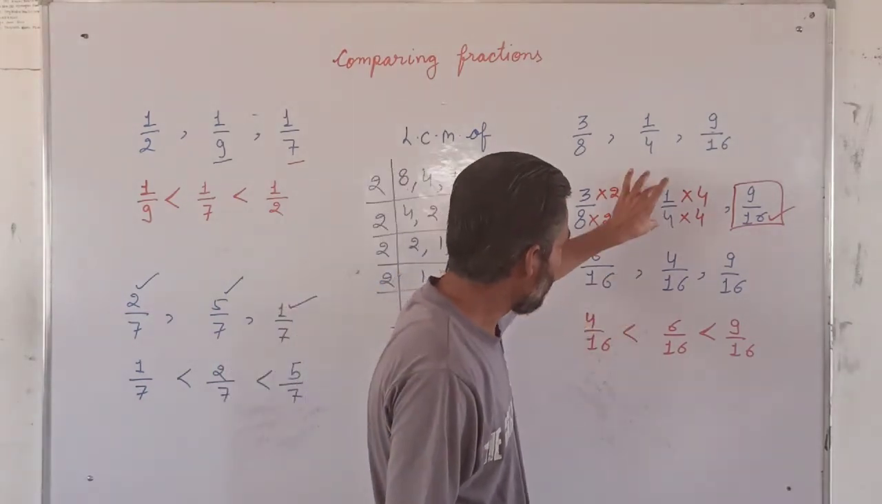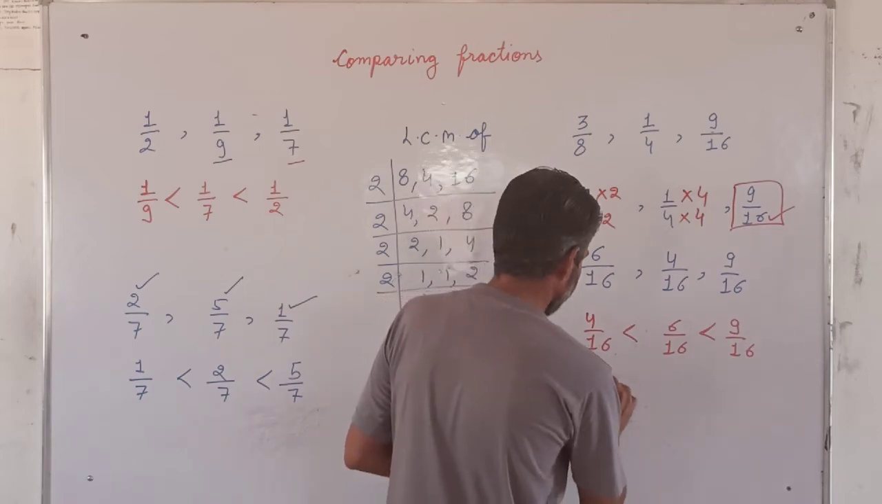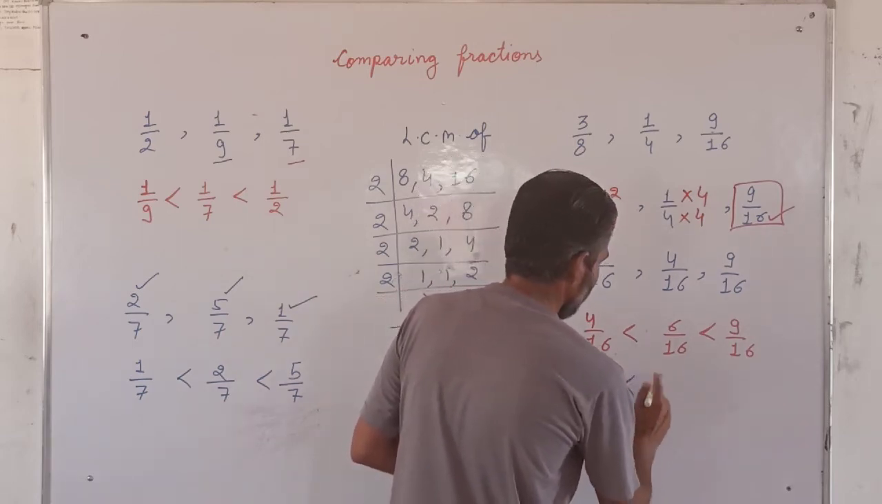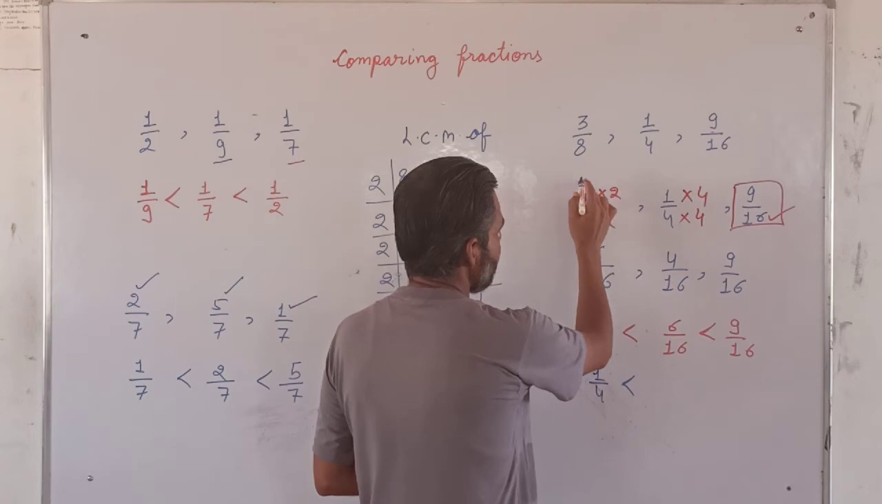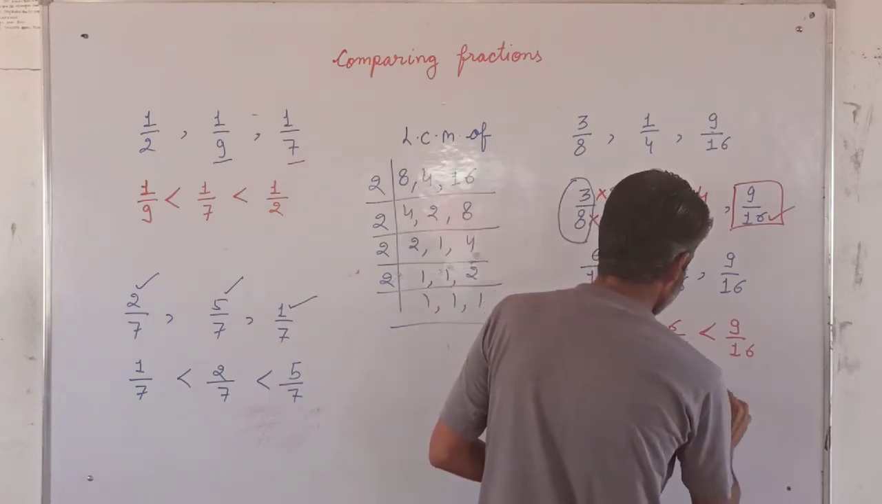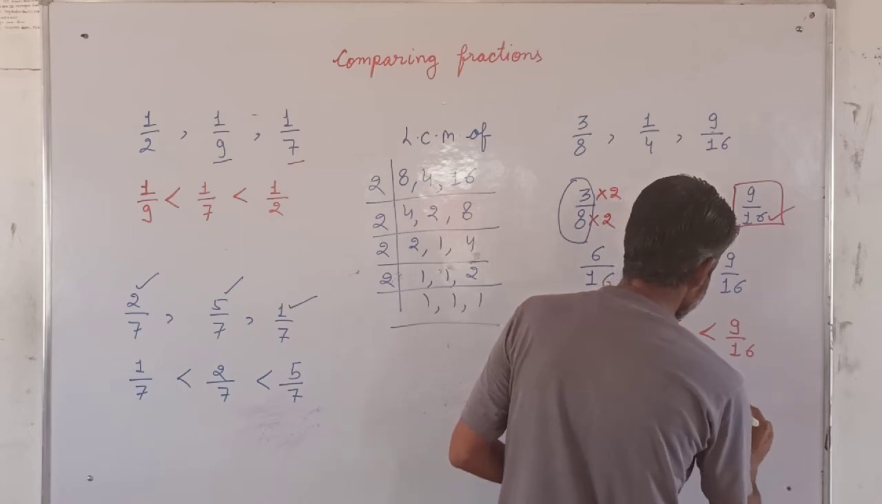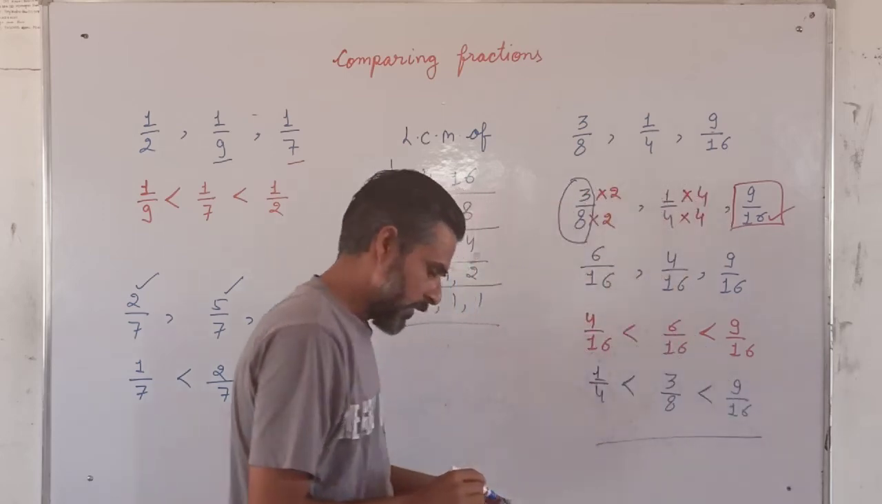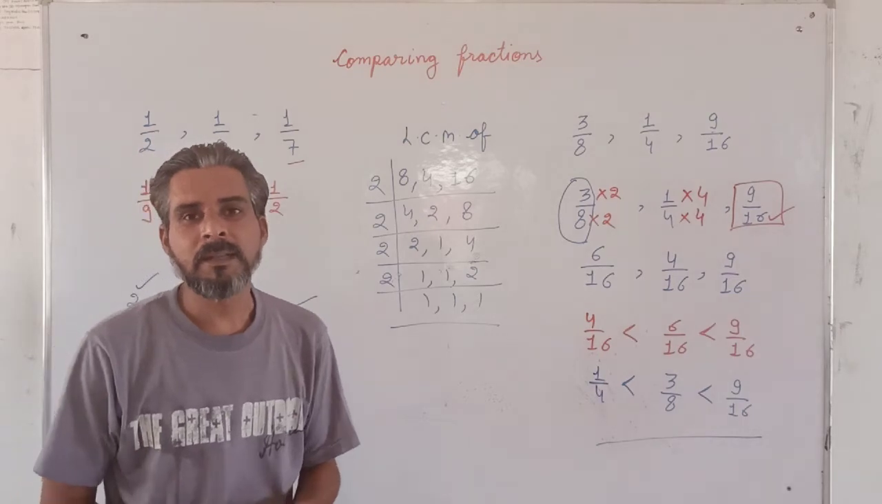4/16 means 1/4. 6/16 means 3/8, and the largest one is 9/16. This is the way we can compare the fractions.